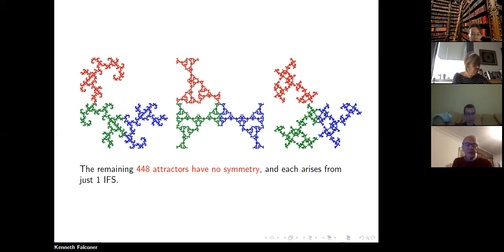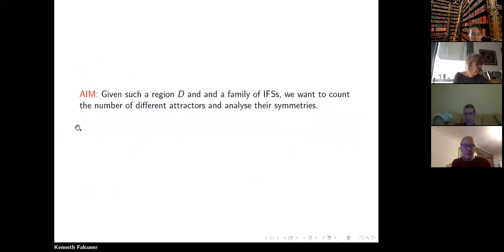How many different sets do we get from a template, and what can we say, are they symmetric in any way or not. So this is the aim of what I'm going to discuss in the rest of the talk: given some region D and a family of iterated function systems, counting the number of different attractors and seeing what we can say about their symmetries.